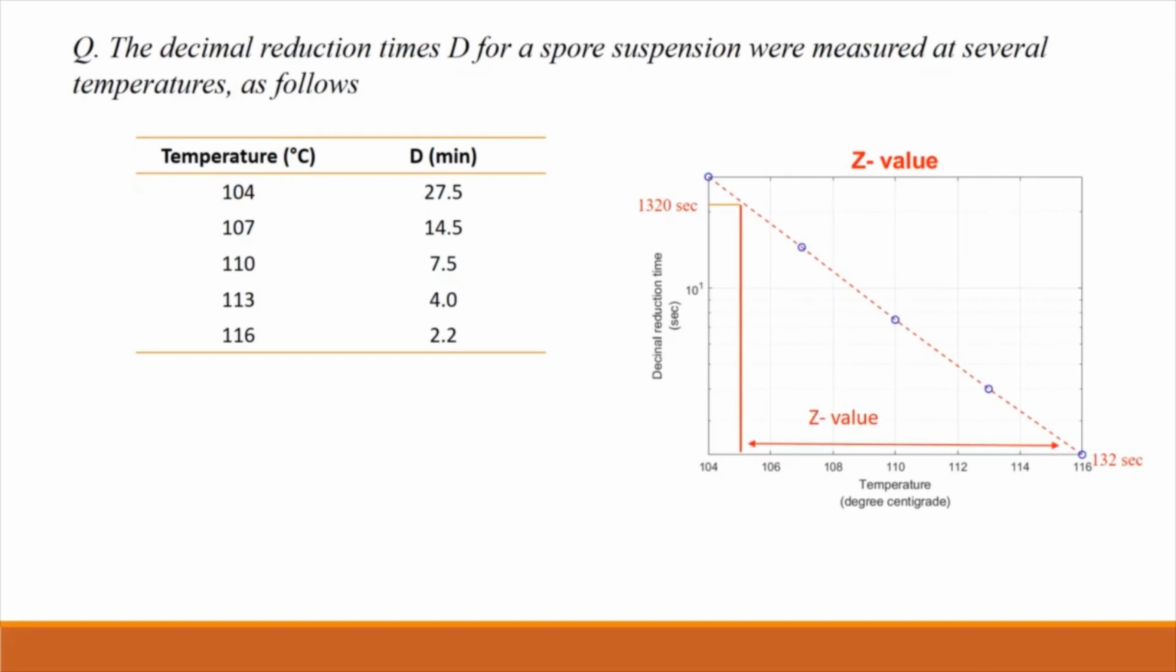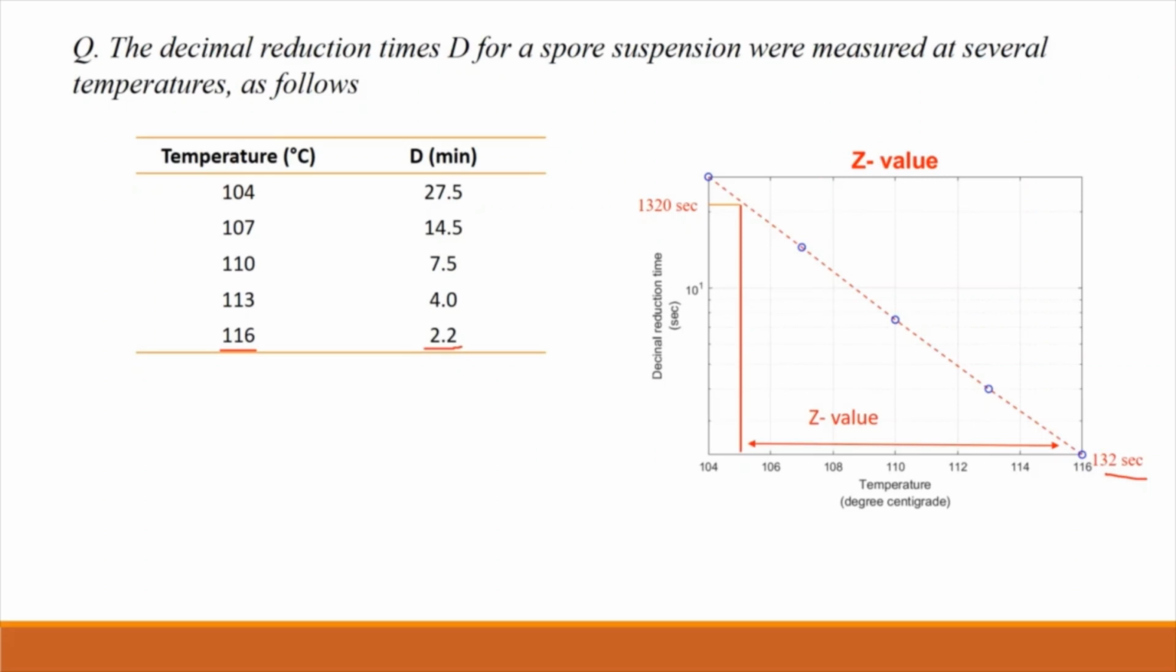From the data, at 116 degrees centigrade, the D value is 2.2 minutes. When we convert this 2.2 minutes into seconds, it will be 132 seconds. In this graph, the D value is in seconds, so I converted the D value in minutes to seconds. From the definition of Z value, we know that it is the change in temperature for a 90% reduction in the D value. So at 116 degrees centigrade, the D value is 132 seconds.